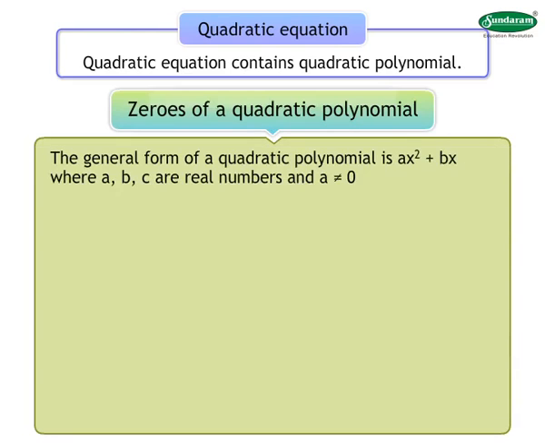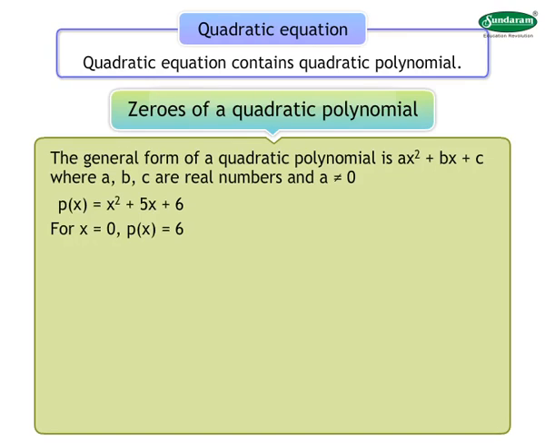The general form of a quadratic polynomial is ax square plus bx plus c, where a, b, c are real numbers and a is not equal to 0. Consider a polynomial P of x is equal to x square plus 5x plus 6.